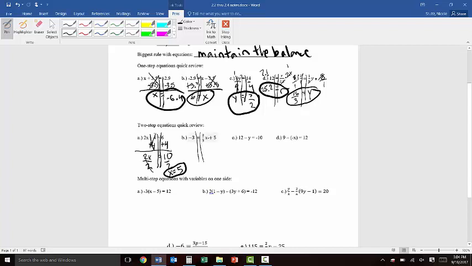Looking at letter B, we took x and multiplied by 2/3, and then we added 5. So we're going to undo that first. That makes 0, and this makes -8. So to divide by 2/3 means to multiply by its reciprocal. And the 3's become 1's, and the 2's become 1's. So we're left with x equals -8.